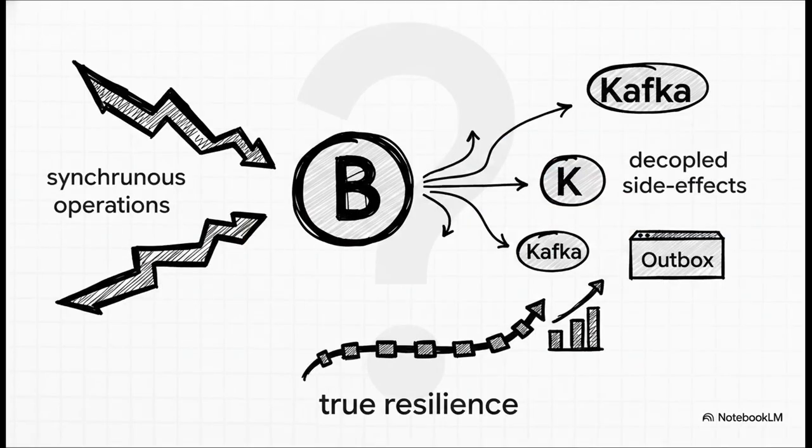So, I want to leave you with this provocative thought. Look at your current API bottlenecks right now. Which of those massive synchronous operations can you delegate to a broker today? Just think about the immediate relief your systems will feel when you decouple those side effects. Dive into Kafka, set up an outbox table, and start building true resilience.